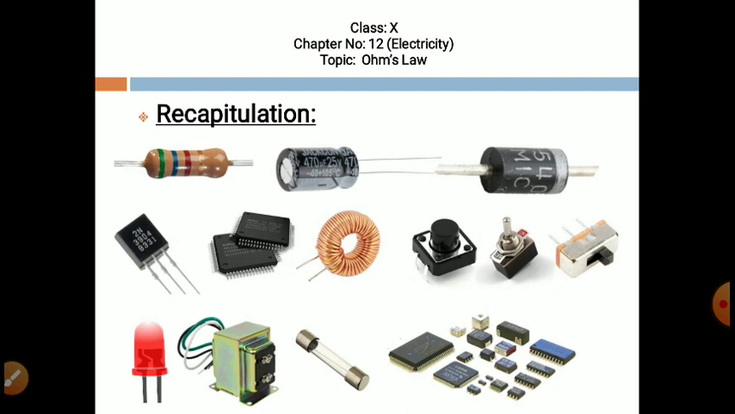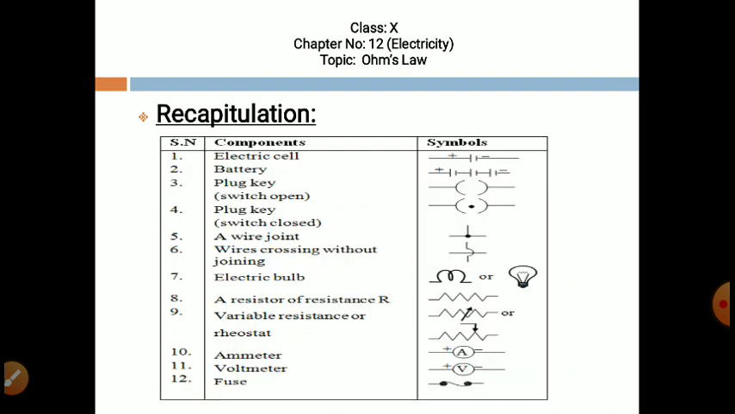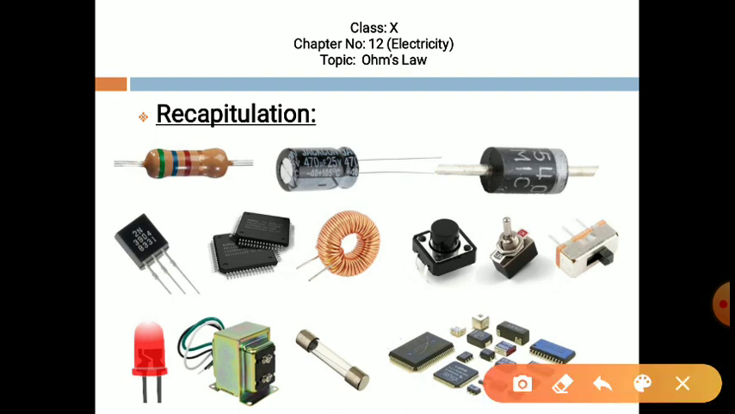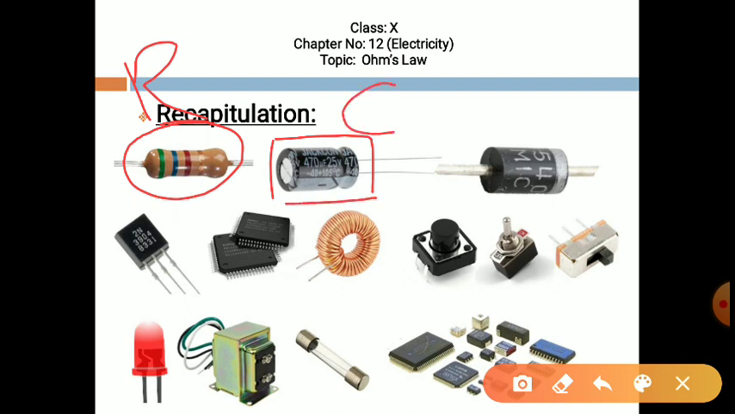So here are the practical pictures of these components. These are the pictures which are used in the circuit which we have to draw on our book or notebook. And these are the elements which we see in our daily life. So the first element, this one is resistance. This element is capacitor, represented by C.